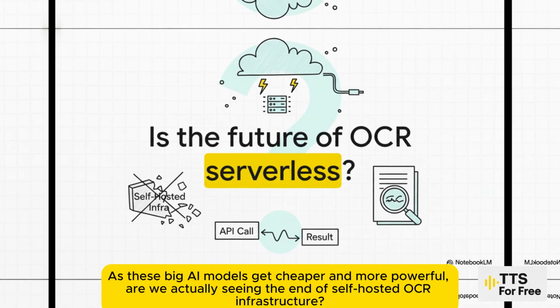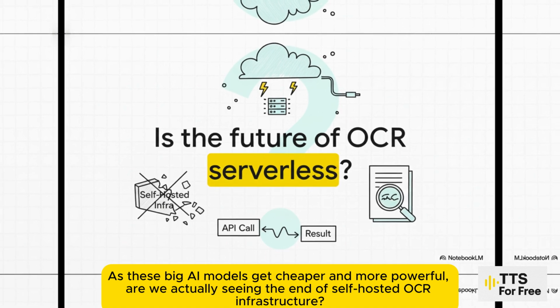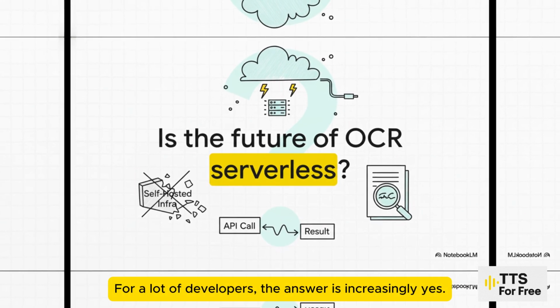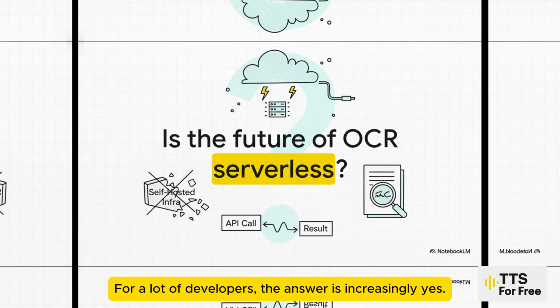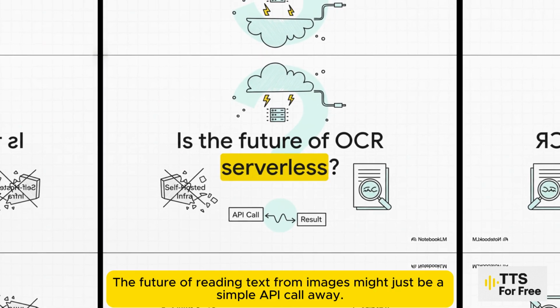As these big AI models get cheaper and more powerful, are we actually seeing the end of self-hosted OCR infrastructure? For a lot of developers, the answer is increasingly yes. The future of reading text from images might just be a simple API call away.